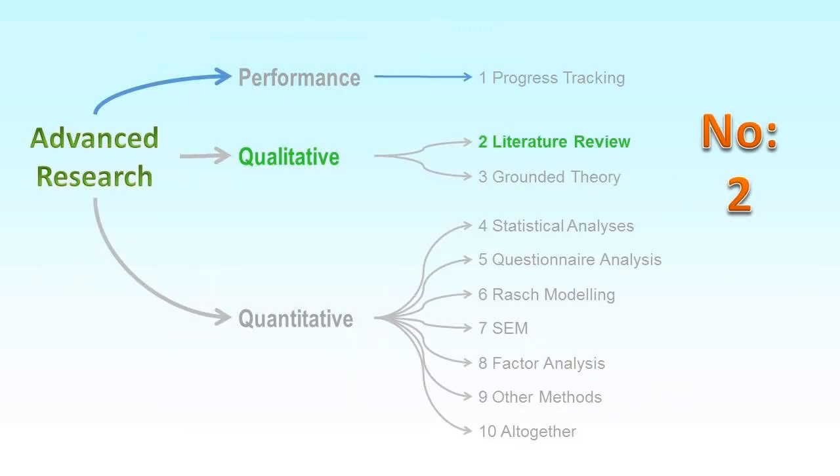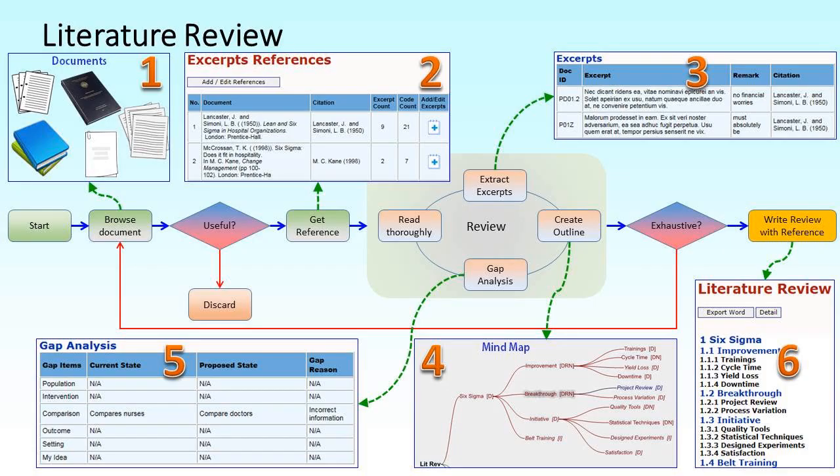Number 2 on the list is literature review. AsterWrite features the best way to conduct literature review. Relevant documents are collected in PDF format. List of documents to review is entered into the literature review applet. Excerpts from the documents are tagged with codes. Codes are managed through a mind map.